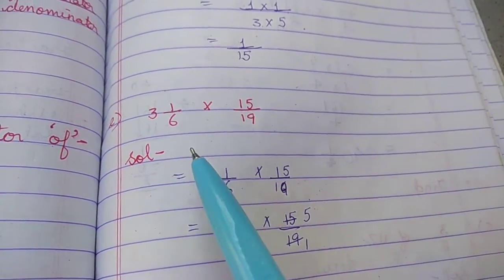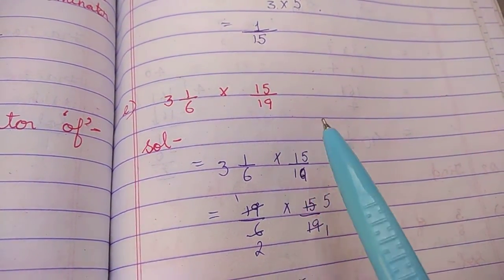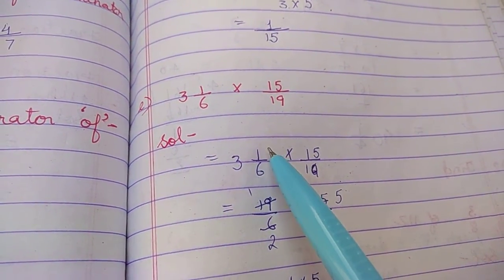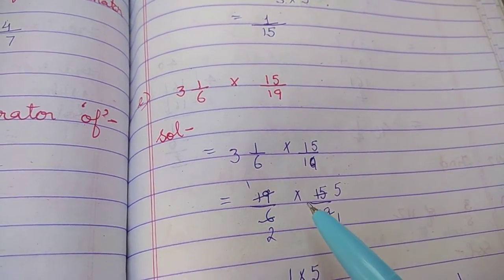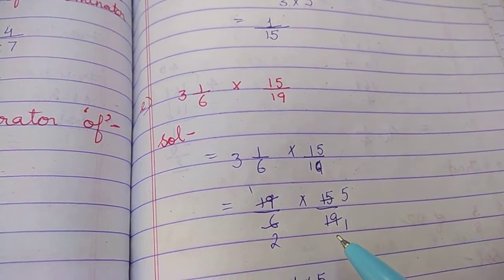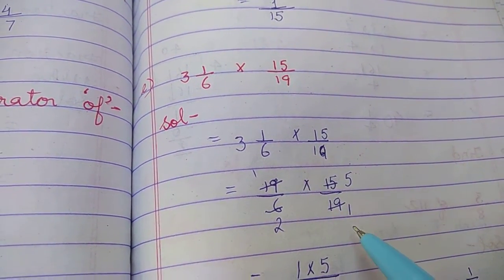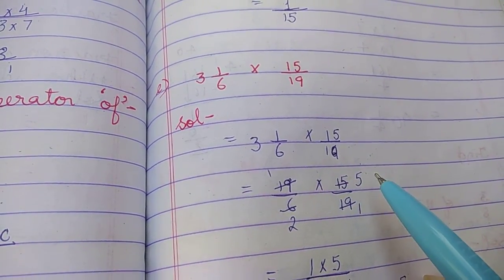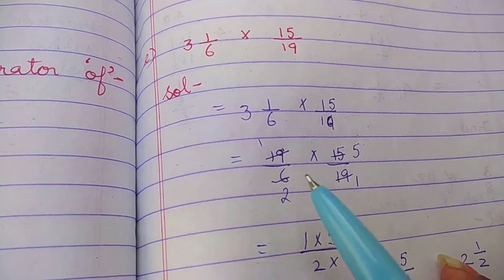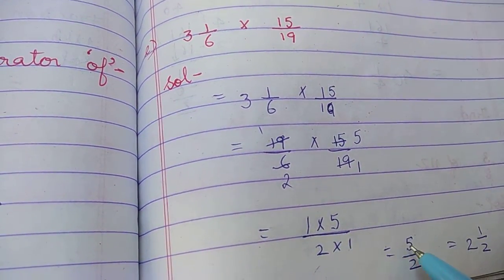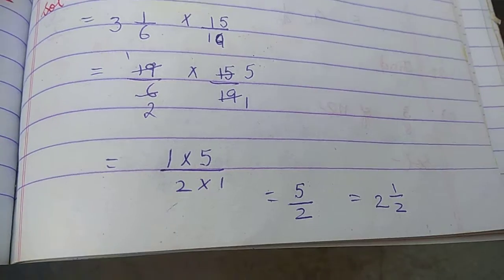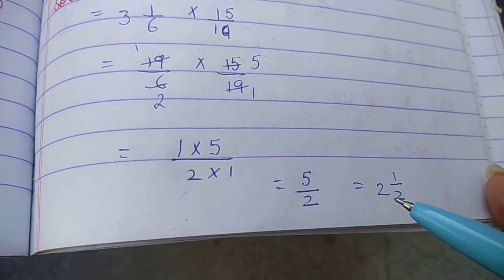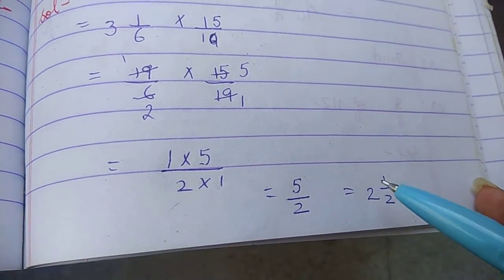Next question is 3 whole 1 upon 6 multiplied by 15 upon 16. So 6 3s are 18, 18 plus 1 is 19. So 19 upon 6 multiplied by 15 upon 19. Now see if anything can be cancelled out. 19 1s are 19, 19 1s are 19. 3 2s are 6, 3 5s are 15. So 1 into 5 is left in the numerator and 2 into 1 is left in the denominator. 1 5s are 5, 2 1s are 2. So 5 upon 2 is an improper fraction, so we will convert it into mixed. So it will be 2 whole 1 upon 2.